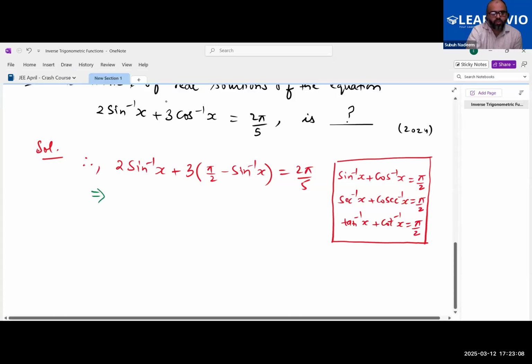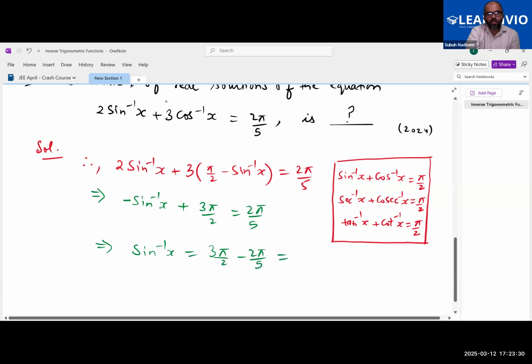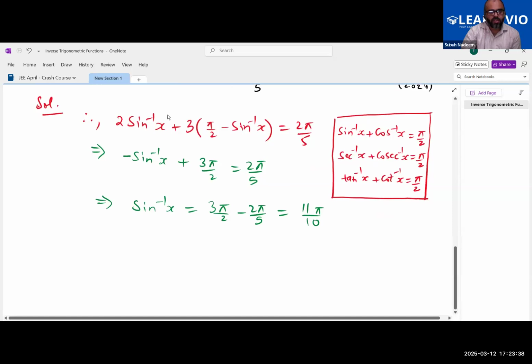Then from here, 2 sine inverse x, and here it will be minus 3 sine inverse x. So we'll get minus sine inverse x. And this will become 3 pi by 2 is equal to 2 pi by 5. So sine inverse x I'm taking on the other side and writing it like this. Sine inverse x is 3 pi by 2 minus 2 pi by 5. So after taking LCM, it will be 15 minus 4, 11 pi by 10. So this is sine inverse x. Now sine inverse x is coming out to be 11 pi by 10.